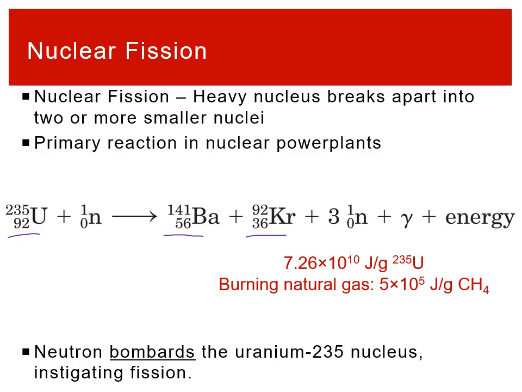The energy that comes from doing this process with 1 gram of uranium-235 is 7.26 times 10 to the 10th joules. So for context, burning natural gas is 5 times 10 to the 5th joules per gram. So this is 100,000 times more energy on a per gram basis for whatever uranium you put in. So quite a lot of energy comes out of this process.